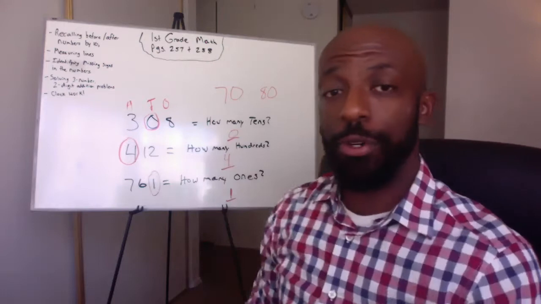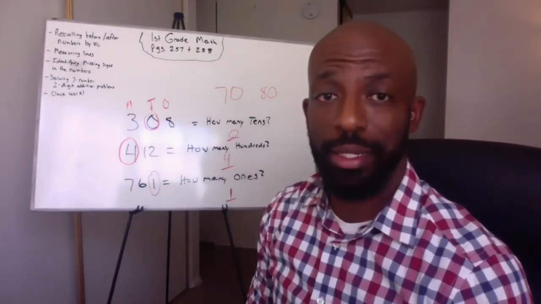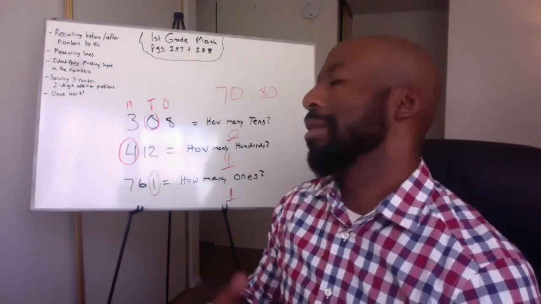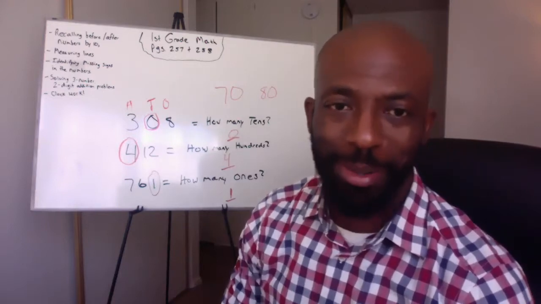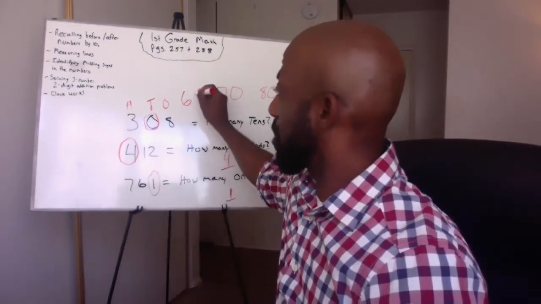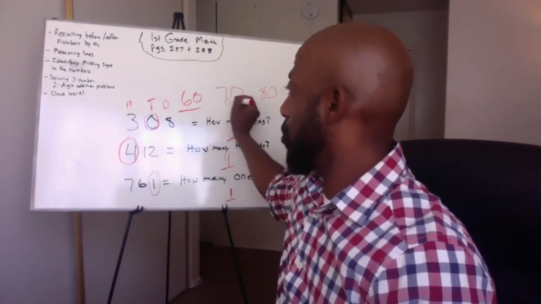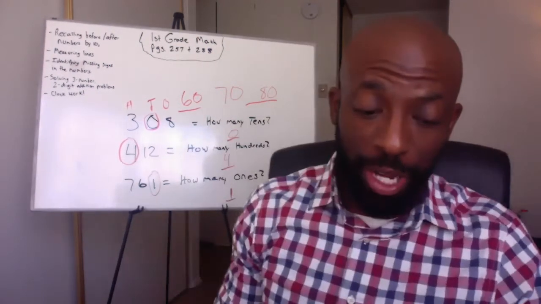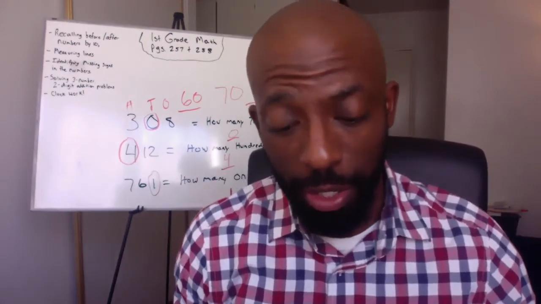What's 1 before 7? 1 less than 7. I gave the answer, I'm sorry. 1 less than 7 is 6. So you're going to have 60. Your answers are going to be 60 and 80. You're counting by tens. You're going to do this for all of them.